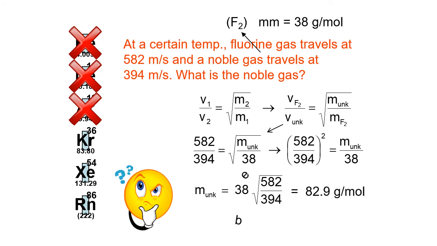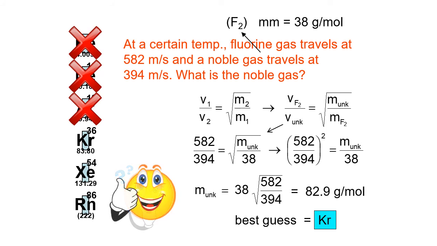All right, who is that? That is krypton. I almost said chromium. Again, it's not difficult math, but I just want to show you how we can figure out some of these problems.